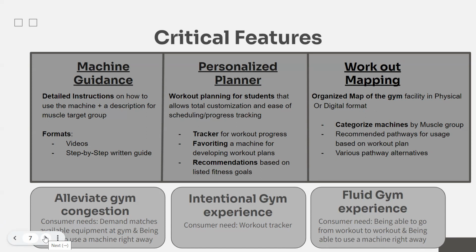Alongside this, we're also going to focus on a workout map. And that's something like if you're targeting a certain muscle group on the day that you go to the gym, it'll set up a pathway of machines that you can hit to target that muscle group, along with various alternatives, just in case a machine that you're trying to use is in use or there's a long wait. So looking towards the bottom, you can see that we're hitting all these three consumer needs by improving the amount of congestion and having a more intentional gym experience with a personalized planner, along with a fluid gym experience with the workout map.